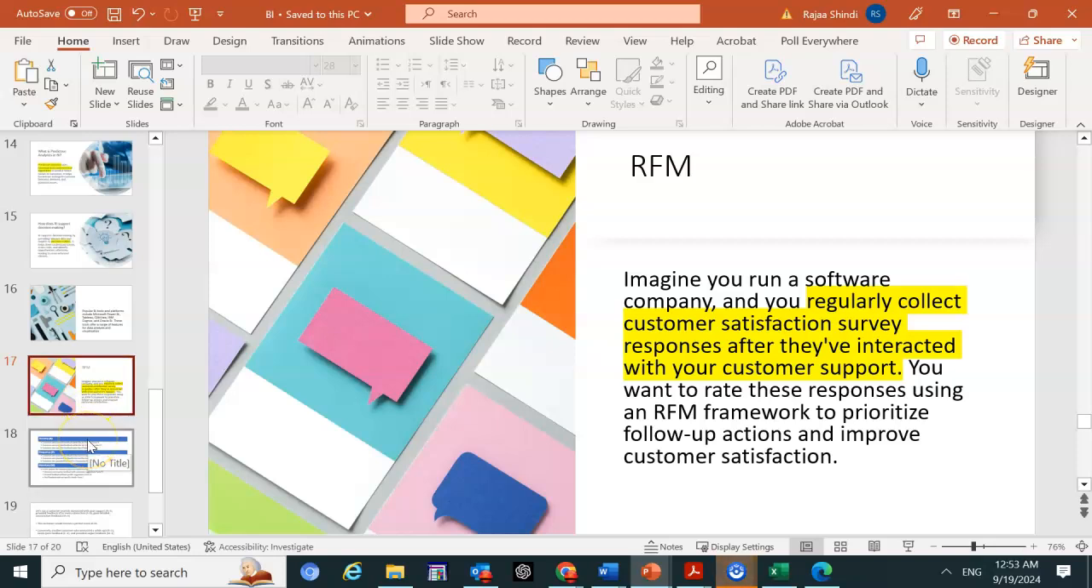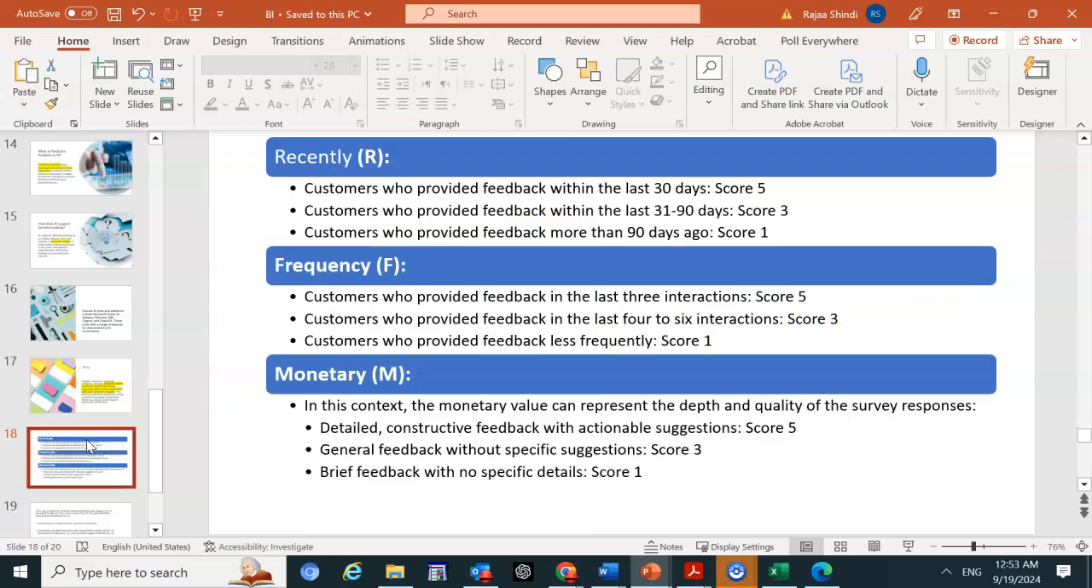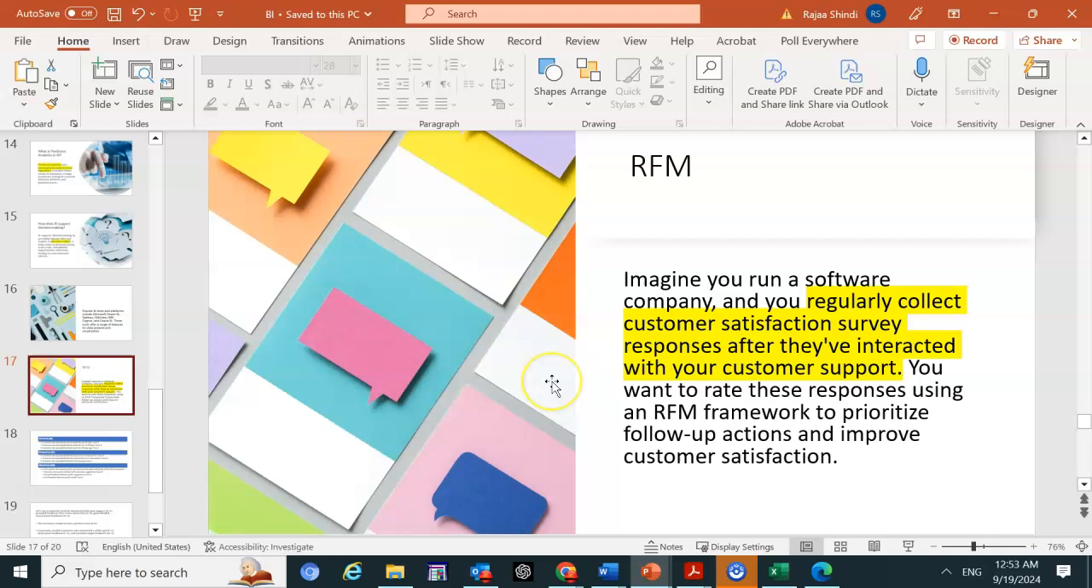So the RFM is a business intelligence tool, and the R stands for recency, F stands for frequency, and M stands for monetary. Imagine you're in a software company, and you collect customer satisfaction. This is a scenario, and you would be using the same scenario to do the analysis. I think I asked you to analyze Costco, so this video will help you to pretty much do the same thing. So how do we use this tool?